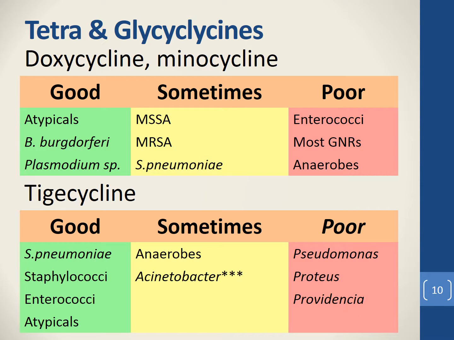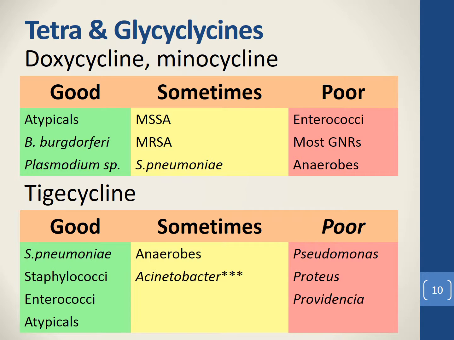You'll see that I've separated these out again. We have the tetracyclines that are most commonly used on the top, doxycycline and minocycline, and we have our glycylcycline agent, which is sort of a structural cousin to the tetracyclines, and that's tigecycline. You'll notice on here missing is actually tetracycline.